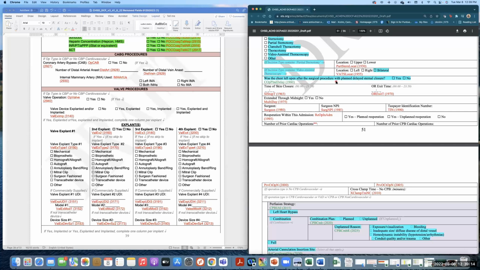And then we don't count these as re-ops and complications or anything because it's planned. It's a planned closure. So it doesn't count as a complication.